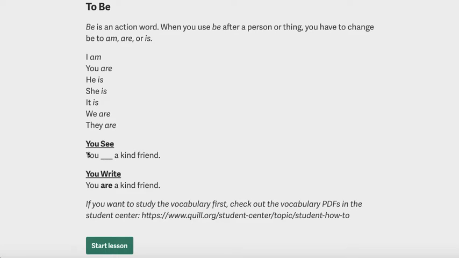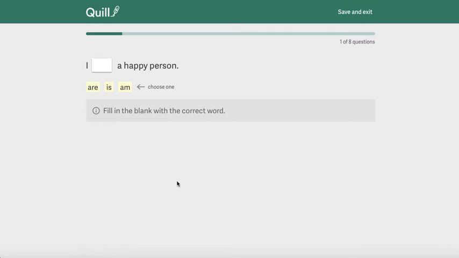So let's do an example here. You see. You blank a kind friend. You are a kind friend. So let's start the lesson here. I are, is, or am a happy person. This would be am. Let's see if that's right. Correct.